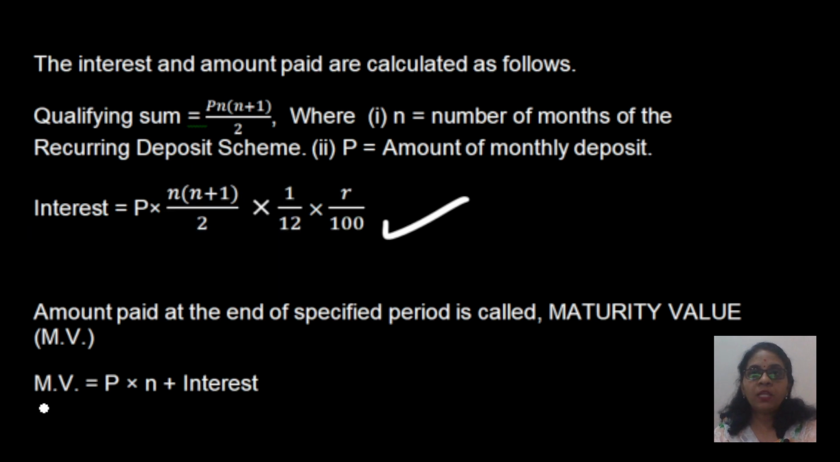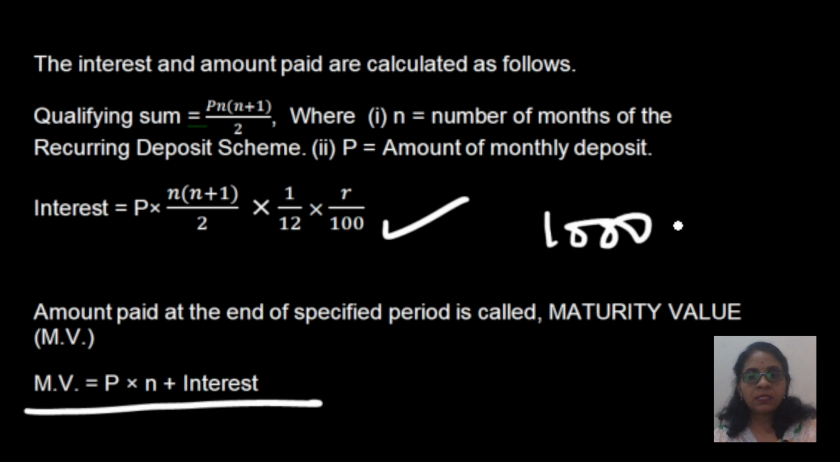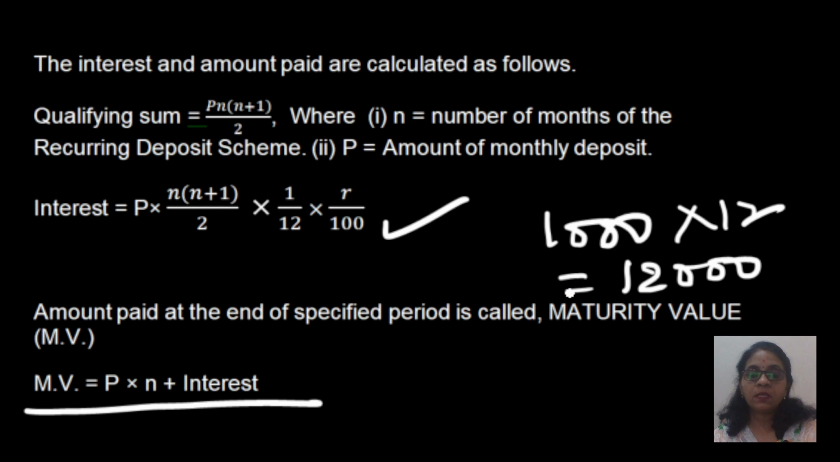Now, coming to maturity value. What is this maturity value? So, the term matures, that is the term ends, and then you are entitled to take back the money that you have saved in your account. Suppose I am saving 1000 rupees for 12 months. So, how much money do I have in my account? I will have 12,000 rupees. Whether I save it in the bank or whether I keep it in my safe, this is the money that I get at the end of this 12 months. But what is the additional advantage that you get from the bank? You get the interest.